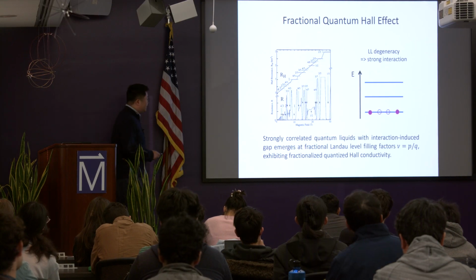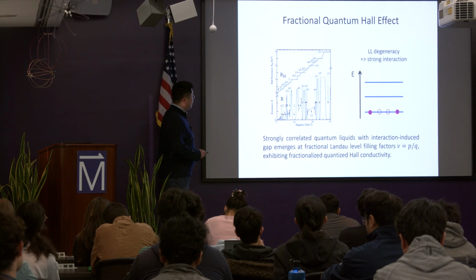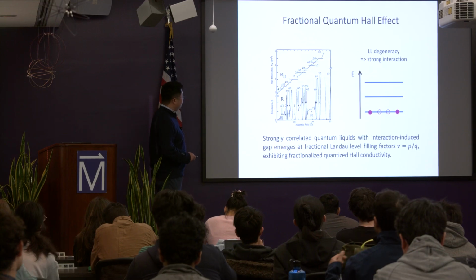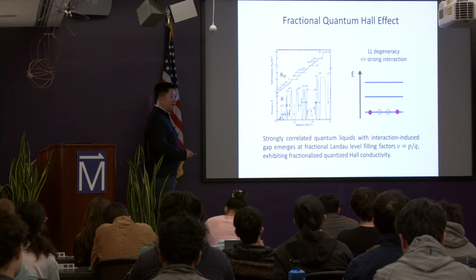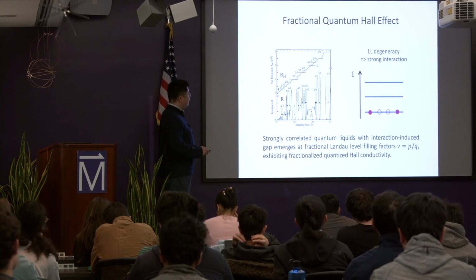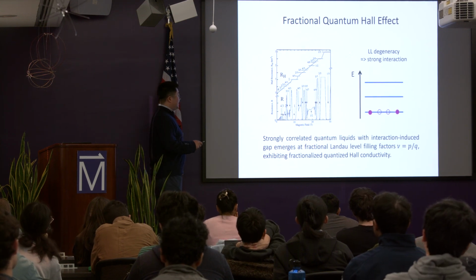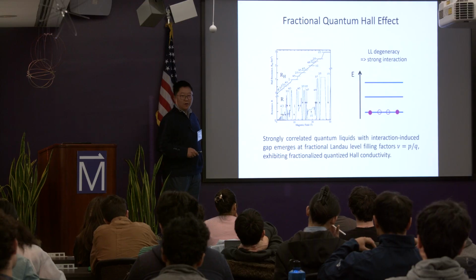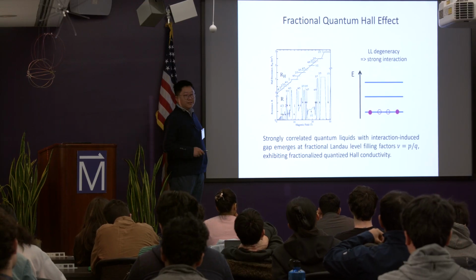But then, in higher magnetic field, we enter the fractional filling regime, when the number of electrons is less than the Landau level degeneracy in the lowest Landau level, and in this case, single particle physics will predict a huge ground state degeneracy.